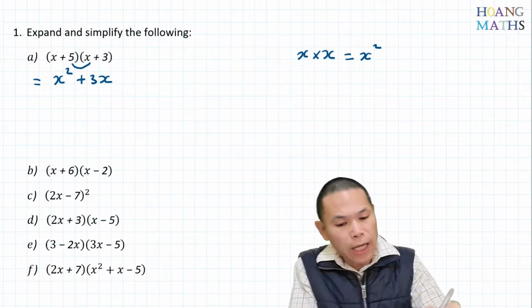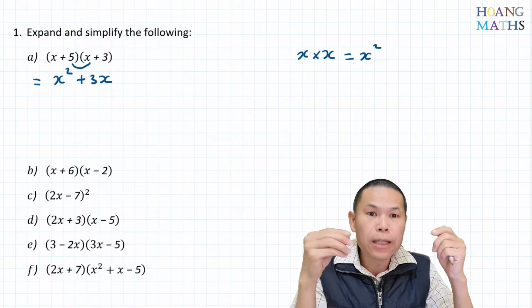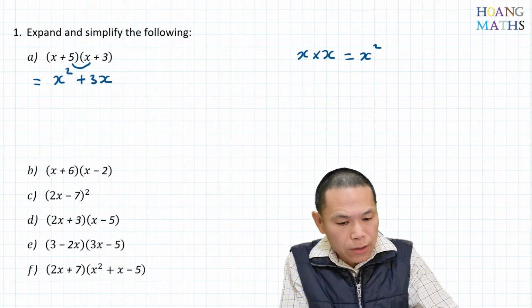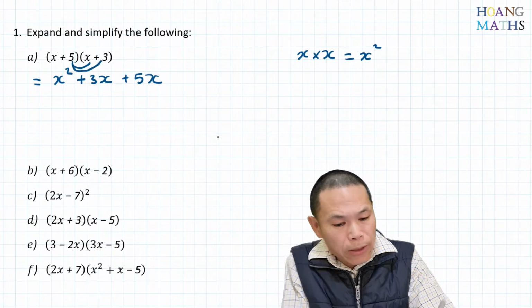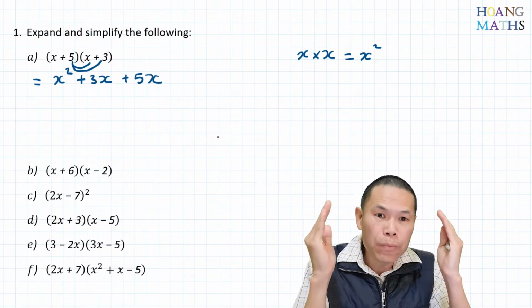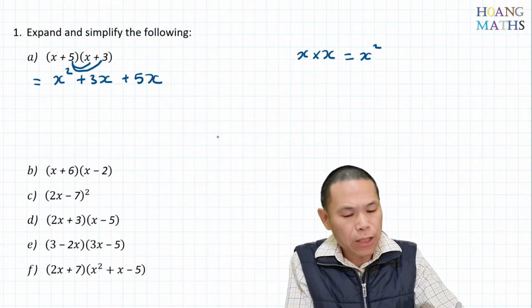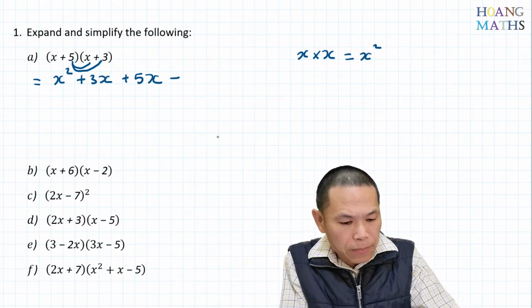And then we go this way. 5 times x is 5x, so let me write this down: plus 5x. And then we go 5 times 3. 5 times 3 is equal to 15, so that means plus 15.